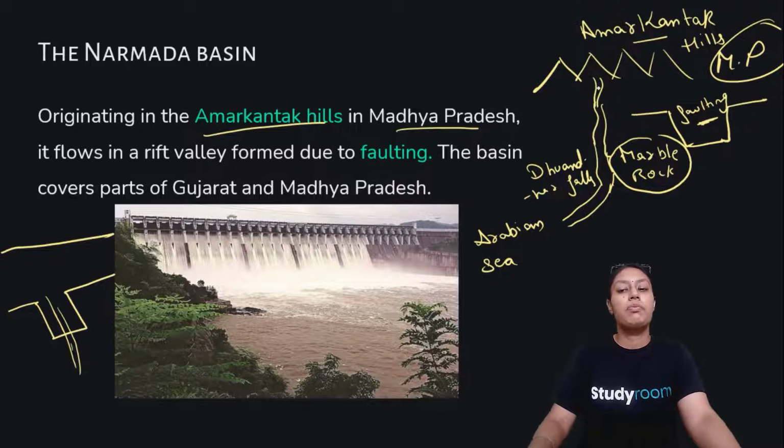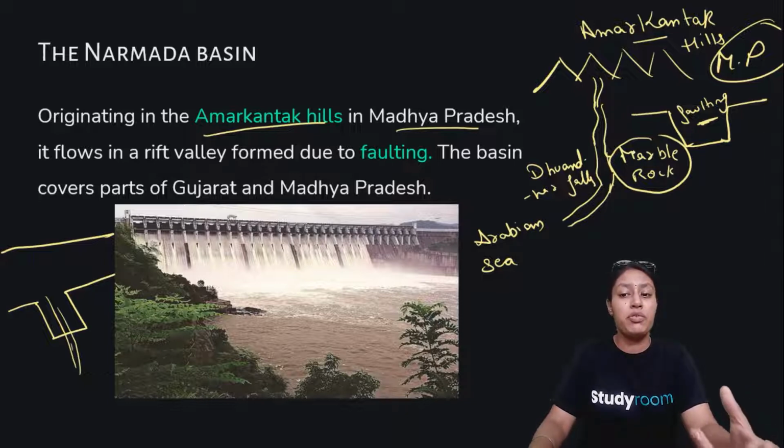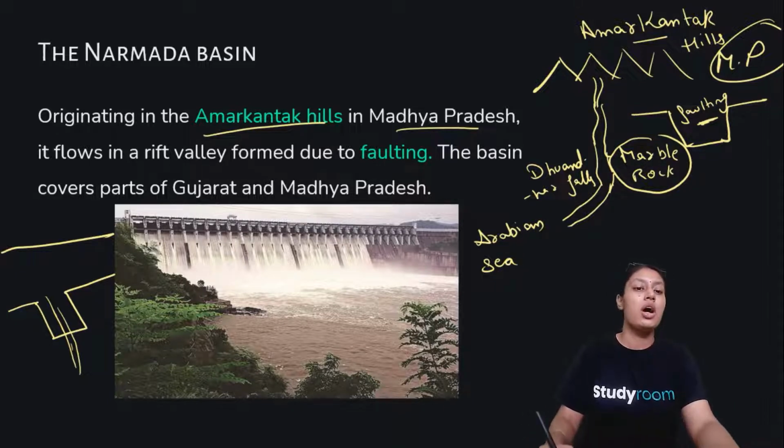Now, going on its way, Narmada makes very beautiful visuals. A few of them are Marble Rock, which is in Jabalpur, and second is Dhuadhar Falls, which is also in Jabalpur. These are two very beautiful and visually attractive places made by Narmada, and then finally it merges into the Arabian Sea. So this is about Narmada Basin.